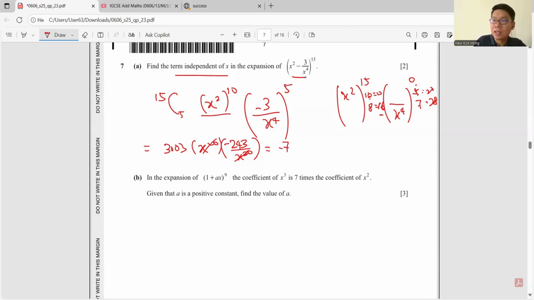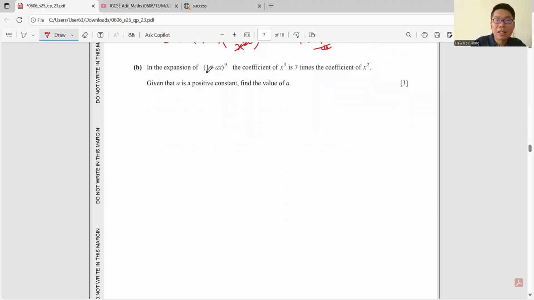So at last is negative 729, 729. But in an expression of this, the coefficient of x power 3 is 7 times the coefficient of x power 2. But we do not write x power 3 and x power 2 because we only compare coefficients. So again, it's a shortcut situation.